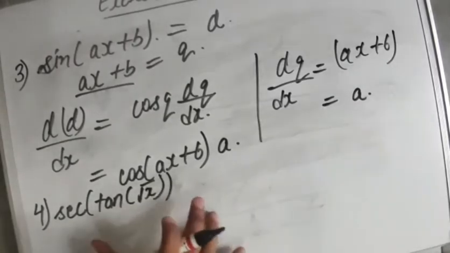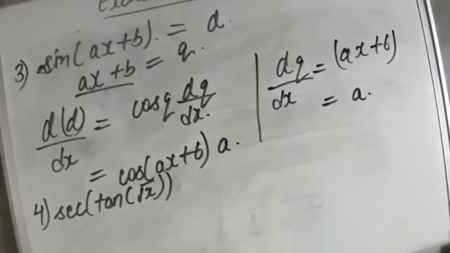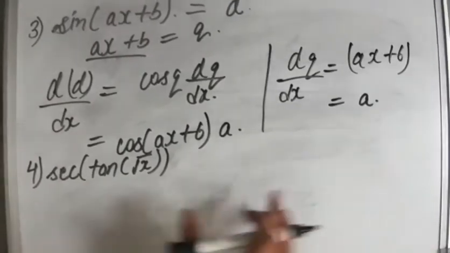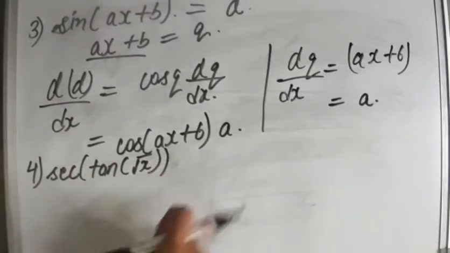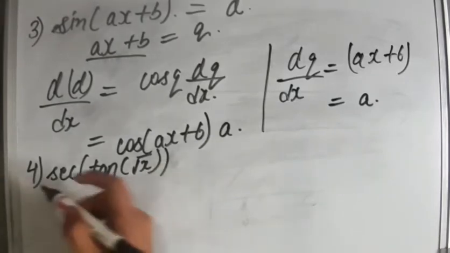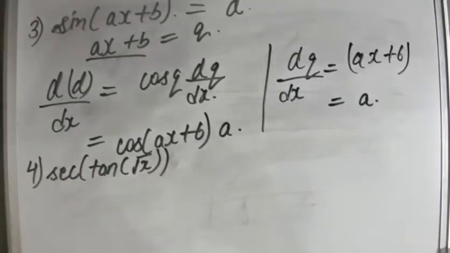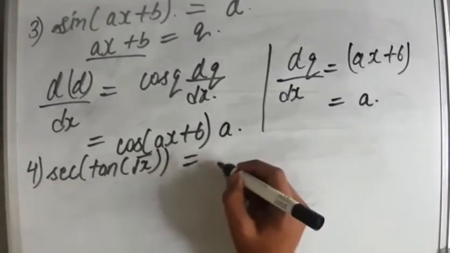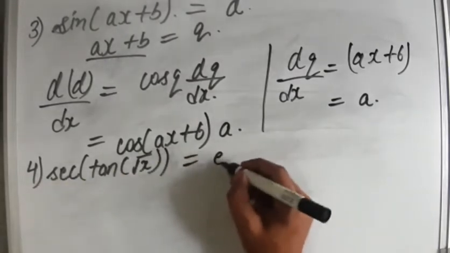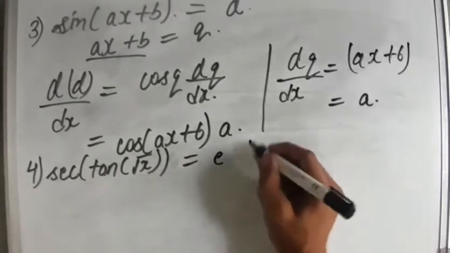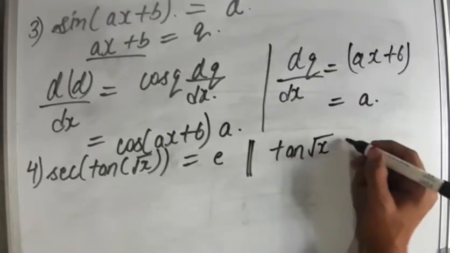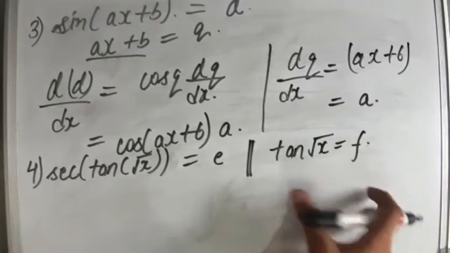Doesn't this question appear to be very difficult? But no, this is not a very difficult question. It is quite easy. They have just given three functions in the same question. Assume the complete function, secant tangent root x, as e, and tangent root x as f. This is what I have considered.